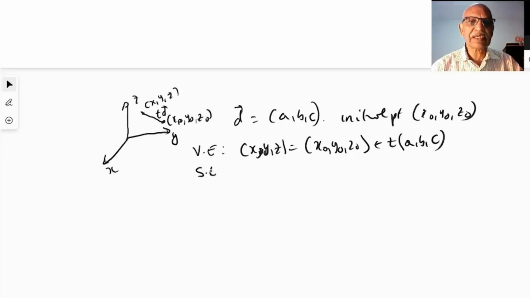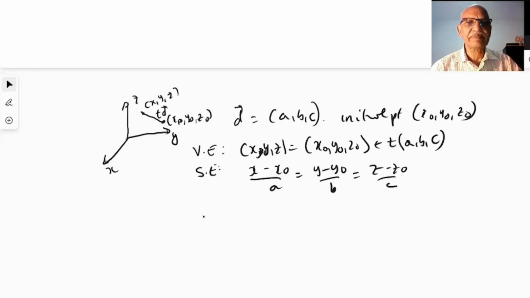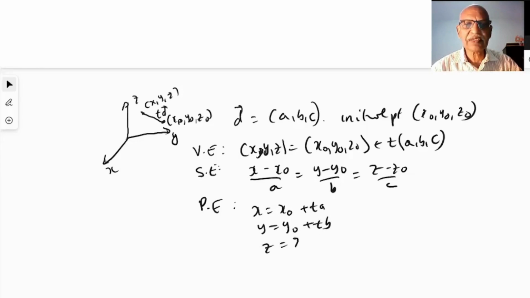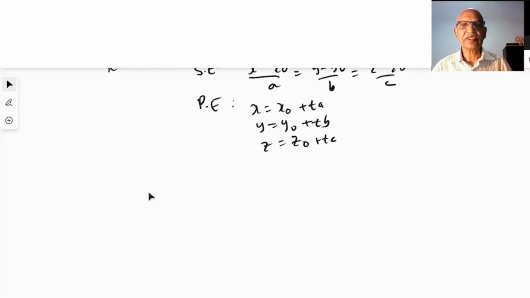And the symmetric equations are, I isolate the t: x minus x0 over a, y minus y0 over b, z minus z0 over c. The parametric equations are x equals x0 plus ta, y equals y0 plus tb, and z equals z0 plus tc. A, B, C is always a direction vector. So these are the 3 equations we have for now.